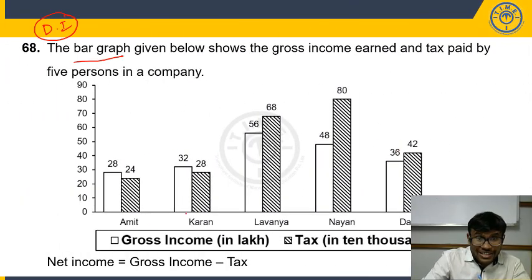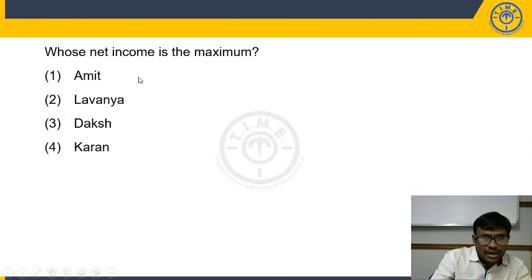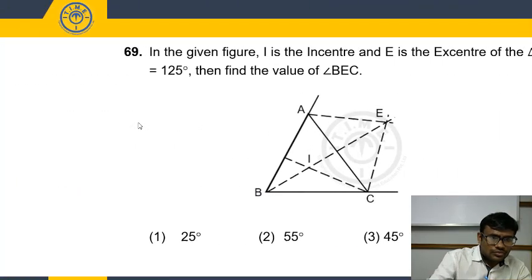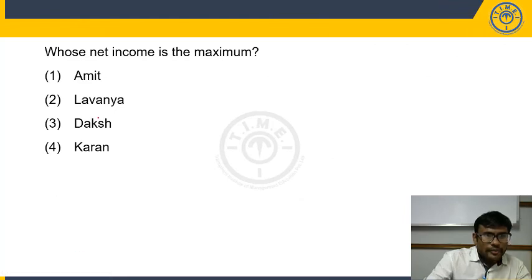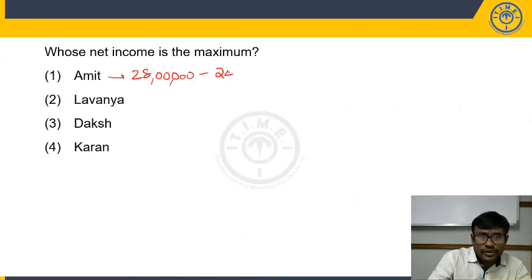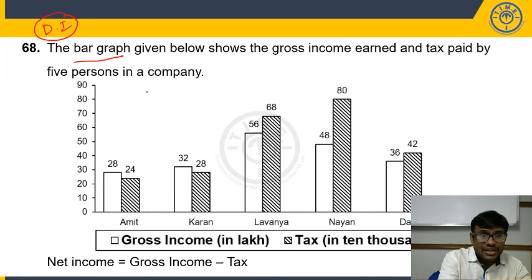Okay, gross income is in lakhs and tax is in 10,000. You have to be very cautious with that. So Amit is 28 lakhs, and his tax is 24,000. 28 lakhs minus 24,000. Wait. Don't calculate this. Let's leave it like this. Okay. Next, what about Lavanya? Lavanya's gross income is 56 lakhs.